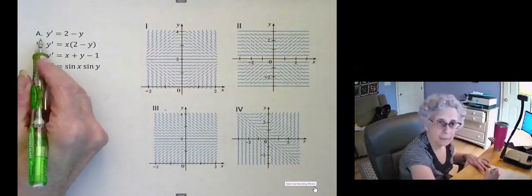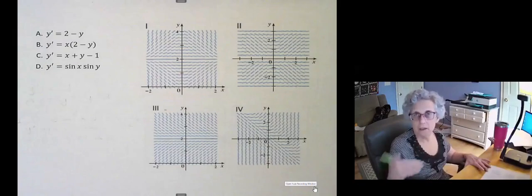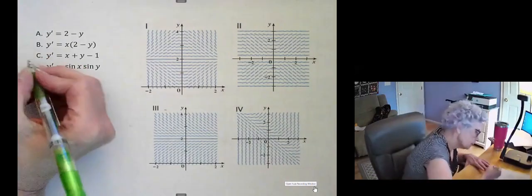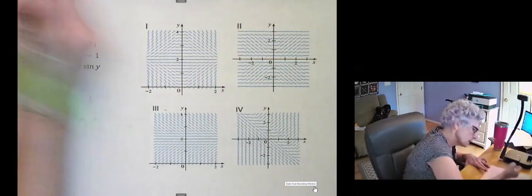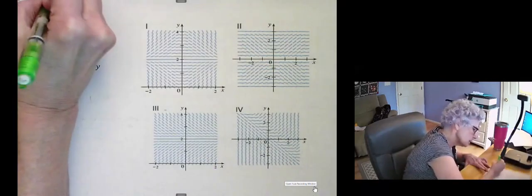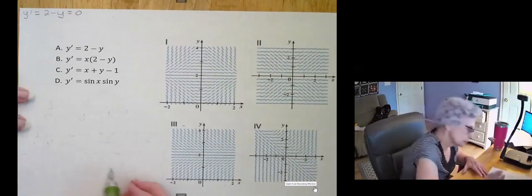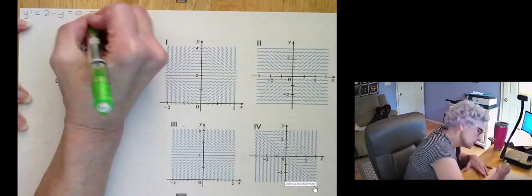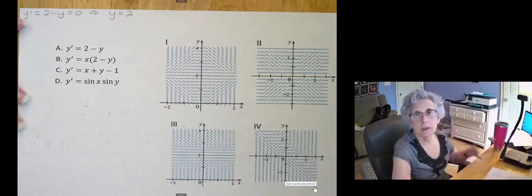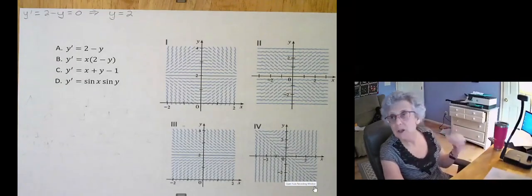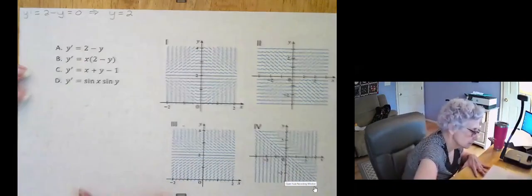So I'm going to start with A. And the first thing I like to do is figure out where my flat lines or my horizontal tangents are. So I'll take A and set it equal to 0. Y prime is equal to 2 minus y equals 0. Well, if that's true, 2 minus y equals 0, then y is equal to 2. I'm expecting horizontal lines all along the line y equals 2.